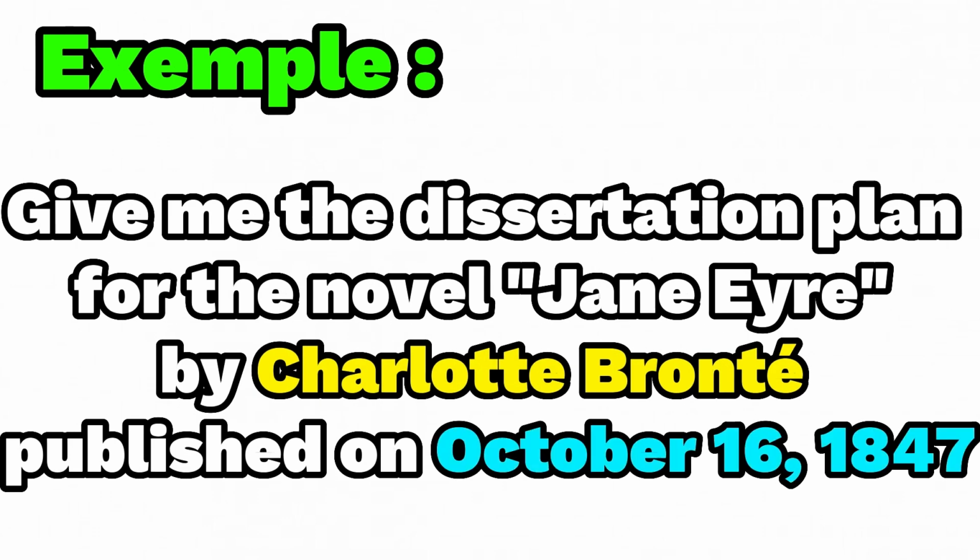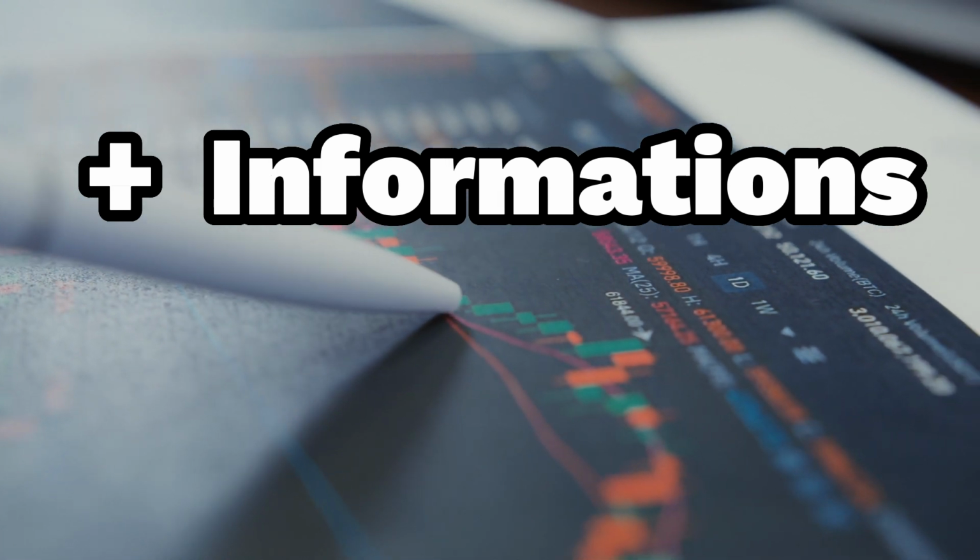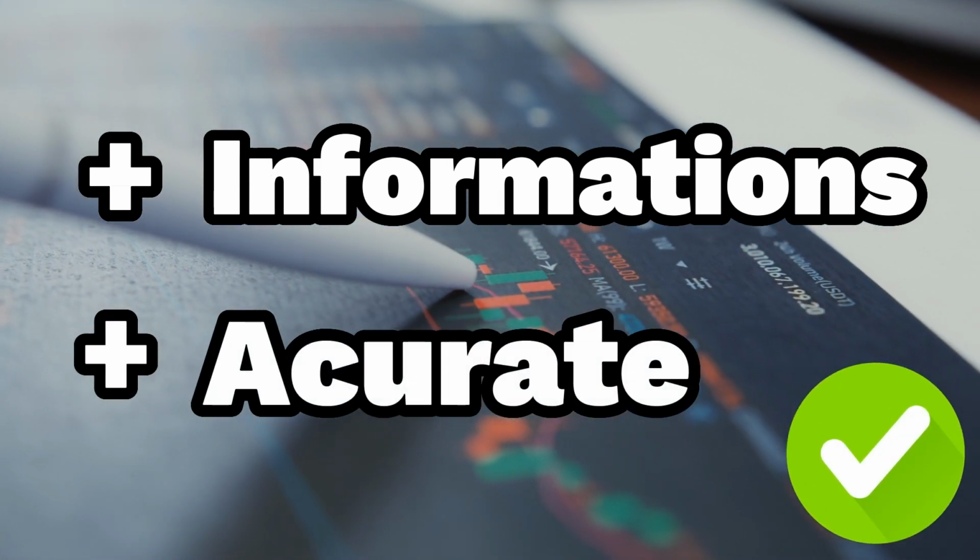Next, be sure to provide ChatGPT with all the relevant information it needs to answer your question. For example, if you are asking about a specific topic, provide details such as the author's name, publication date, title of the book, etc. The more information ChatGPT has at its disposal, the more accurate and complete its response will be.